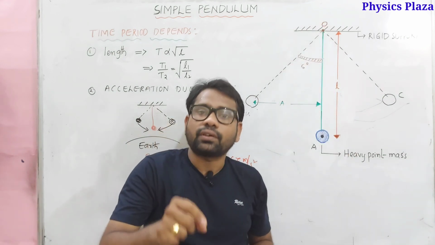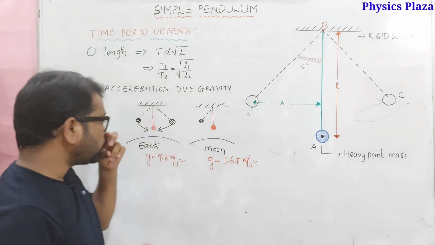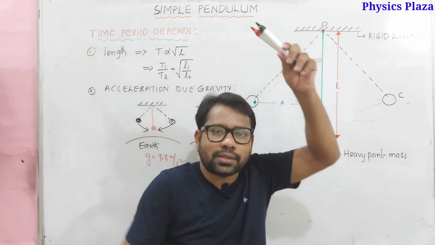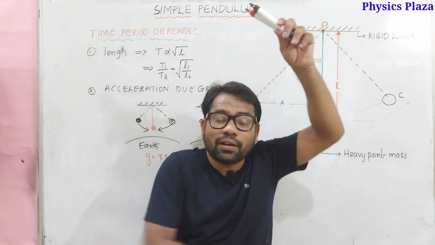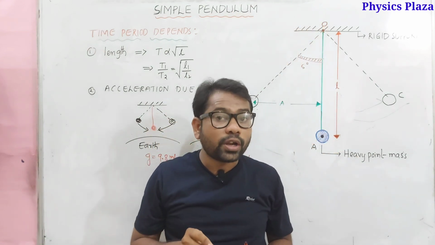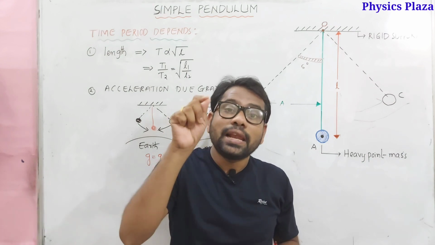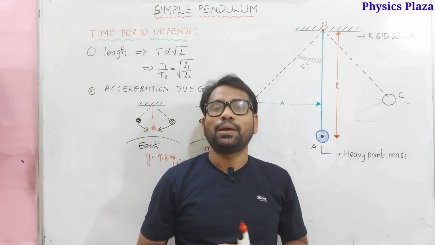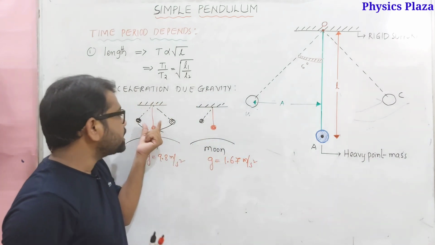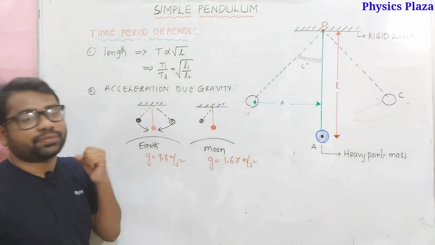Means in the case of earth, when the simple pendulum is made to oscillate on the earth surface, what happens, dear children? It is making oscillations very fast. Means it is taking less time to complete one oscillation. Means the time period is less, in the case of the simple pendulum oscillating on the earth surface.